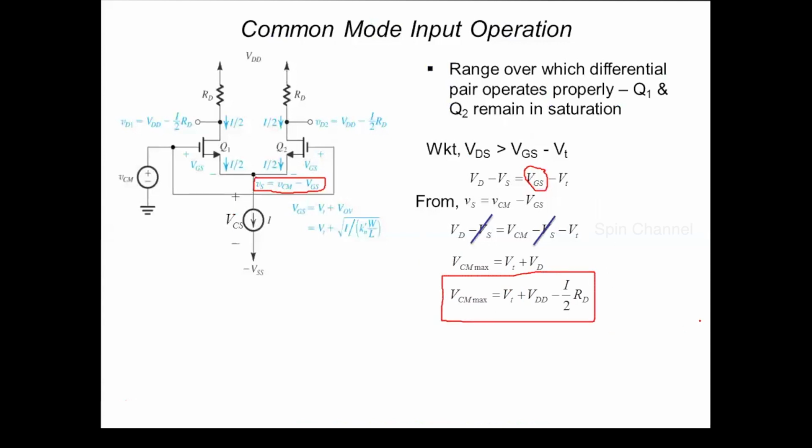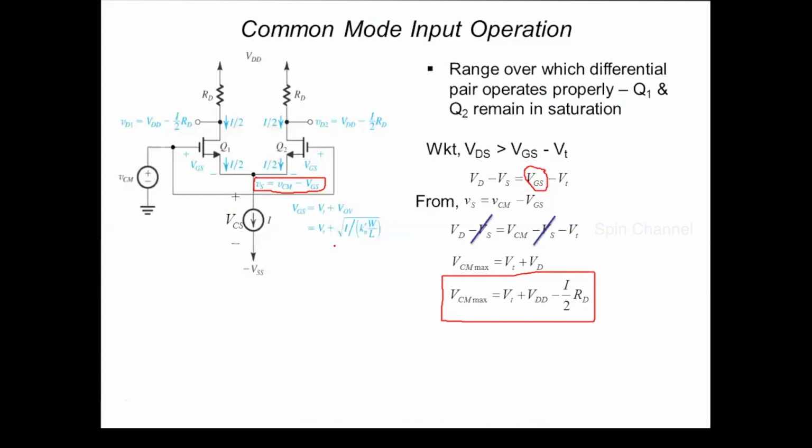Now, what is the lowest value of the common mode input range? In order to find the lowest range, we need to allow sufficient voltage across the current source I. So what is the voltage drop across the current source I? We know that current source offers infinite resistance. So let us assume that the drop across the current source, let us take it to be VCS. So VCS is the current source voltage.